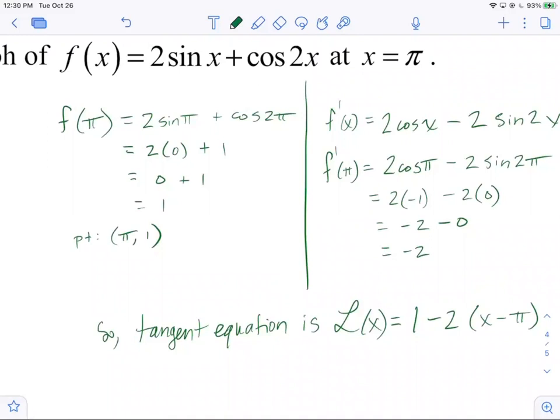So first thing I did, since we just have an x value in an equation using the right notation, I plugged it in for x into the original function to find the y value. 2 sine of pi plus cosine of 2 pi. Free response answer, that's good, right? But we do need to know the unit circle. We do need to know the unit circle. All right, so pi is over here at 180.